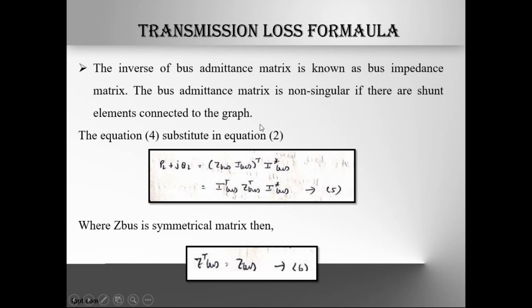Why non-singular? If you are connecting shunt elements, singular means there is no chance of getting changes occurring here. If you connect any series elements in the connected graph and then remove that series element, it makes an open circuit. That's why if you connect a shunt element, it becomes non-singular. Non-singular means the size of the bus system can keep changing, it can increase or decrease. That is called a non-singular transformation.